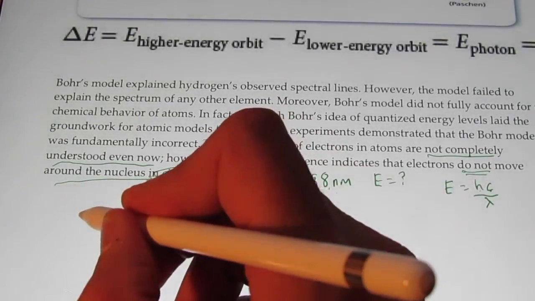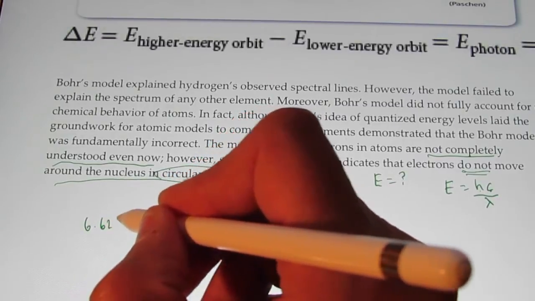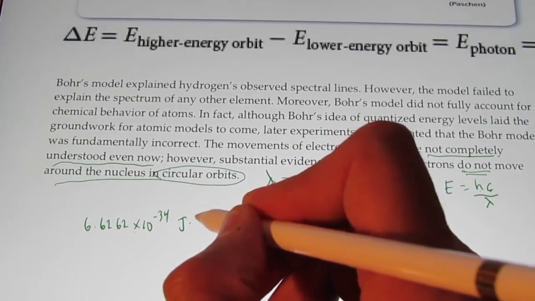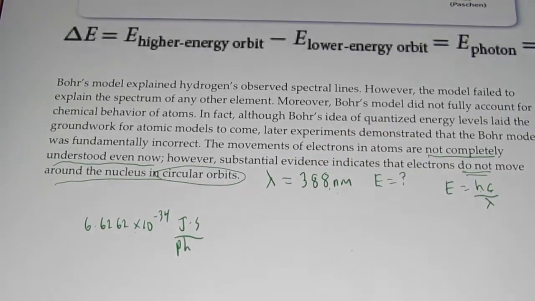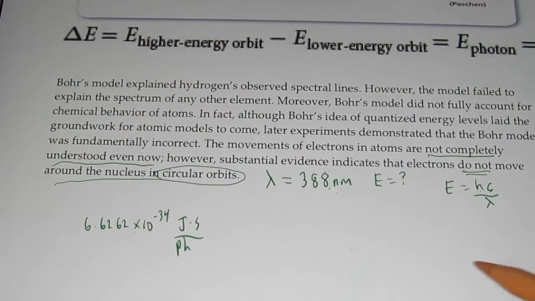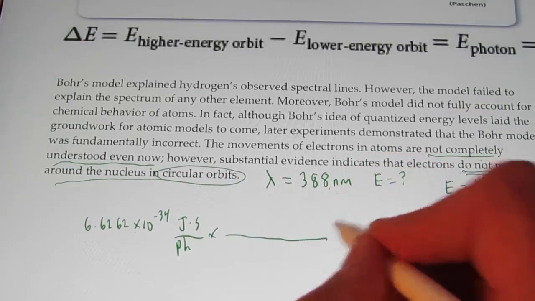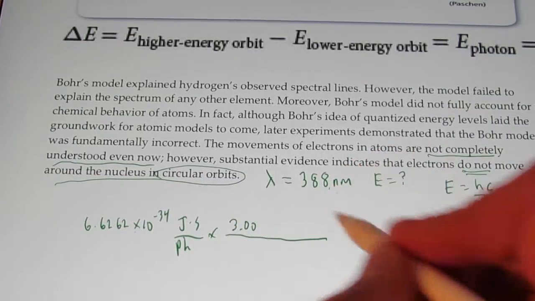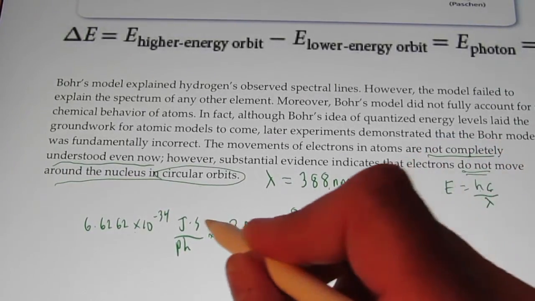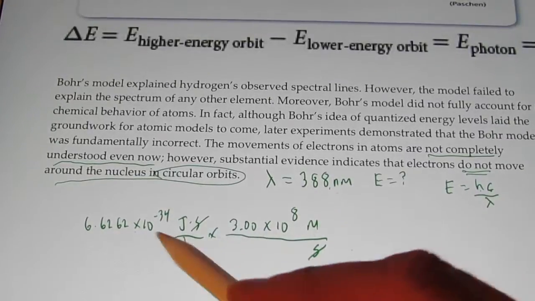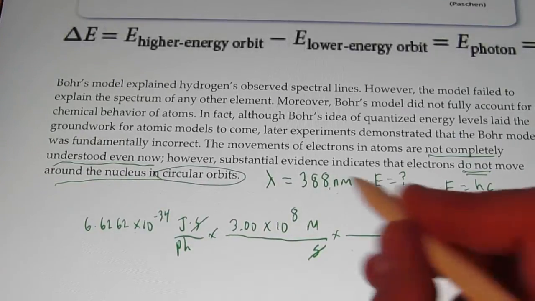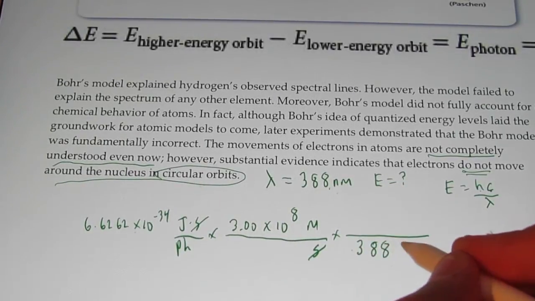So h, if you remember, is 6.6262 times 10 to the negative 34th joule seconds per photon. Remember, we want to find the energy of one photon of that electromagnetic radiation, times the speed of light, which we know to three significant figures, 3.00 times 10 to the 8th meters per second. So seconds divide out there. We have the strange unit right now, so obviously we're not done. And divided by the wavelength, which was 388 nanometers.